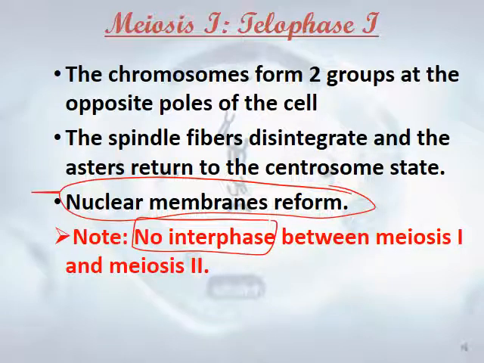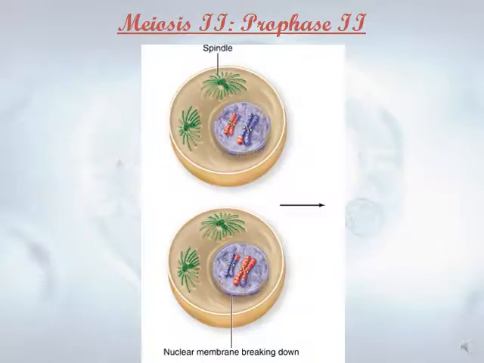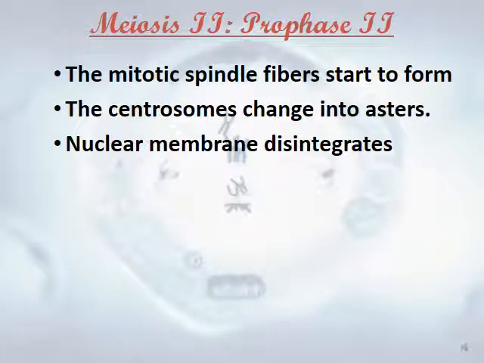In meiosis 1, we have prophase 1, metaphase 1, anaphase 1, telophase 1. Then we move to prophase 2, metaphase 2, anaphase 2, telophase 2. Okay, guys? So in prophase 2, what will happen? The mitotic spindle fibers start to form. The centrosomes change into asters, and the nuclear membrane disintegrates. This is very similar to that of mitosis.